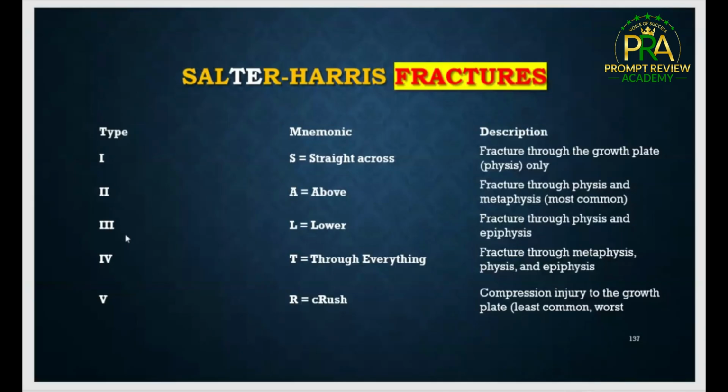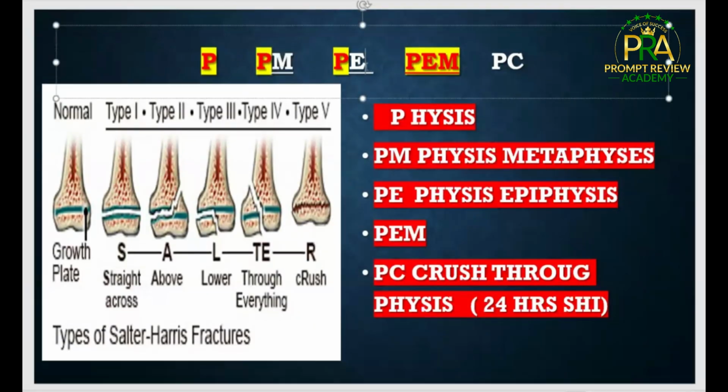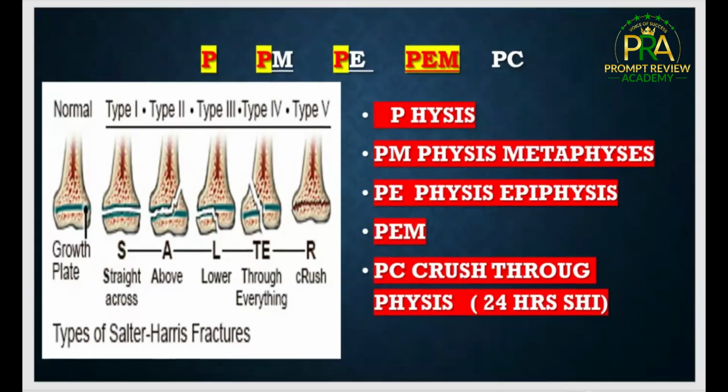So the part of the growth plate affected is very important. You can use these mnemonics: P, PM. I say P is like morning shift, PE is like evening shift, then PEM is like evening and morning, like a double shift. Okay, then PC is like a 24-hour shift. So that is the summary of what I'm saying.